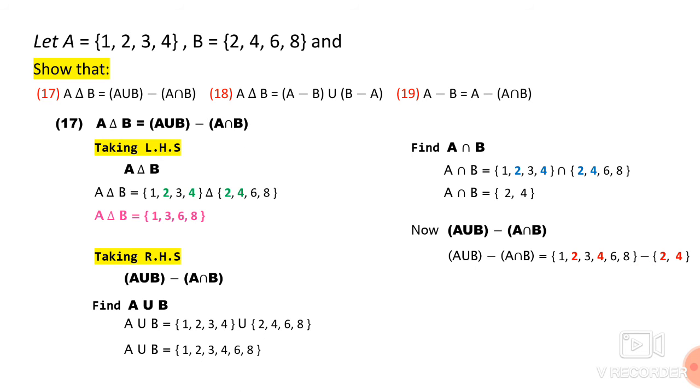We are finding the difference. In difference, we just cancel out the same elements and write down the remaining elements of the first set. So we will write 1, 3, 6 and 8. Now we can see both the sides, left hand side and right hand side, have got the same set. It means we have proved that the left hand side is equal to the right hand side.